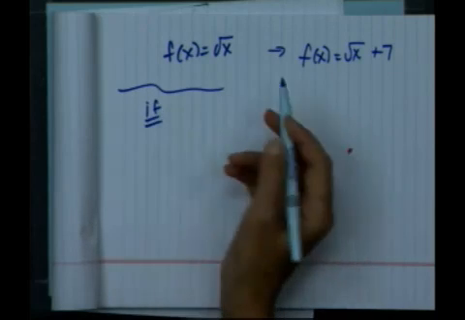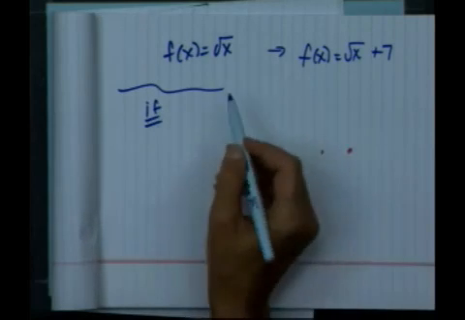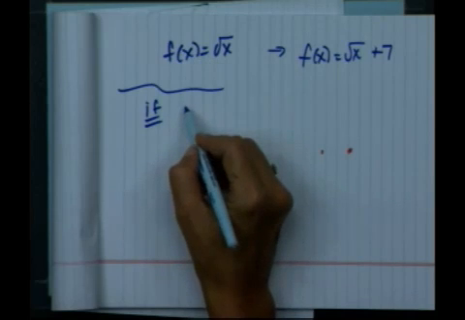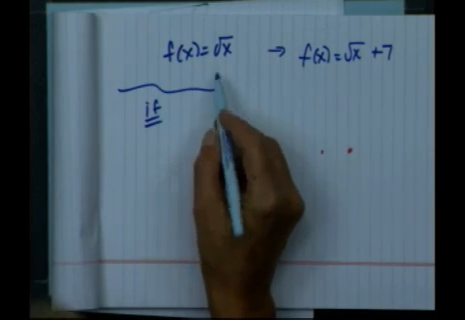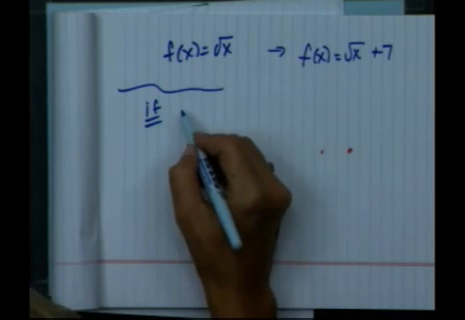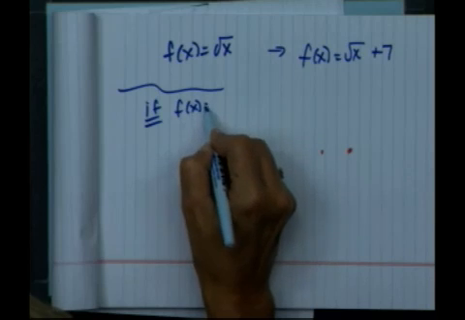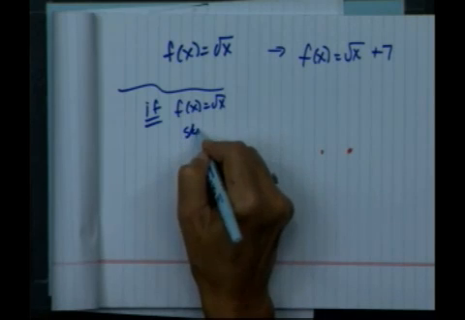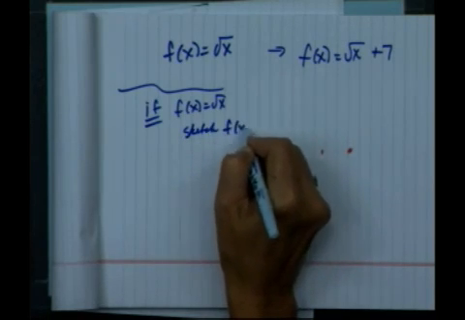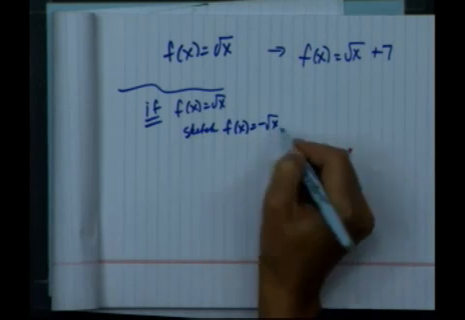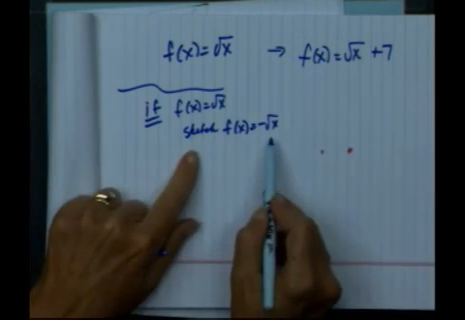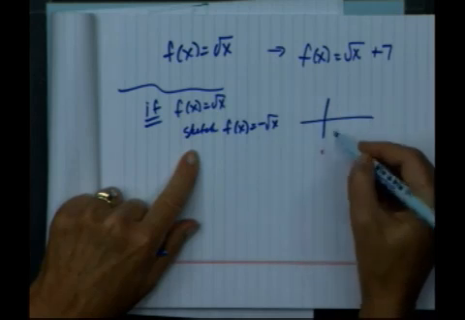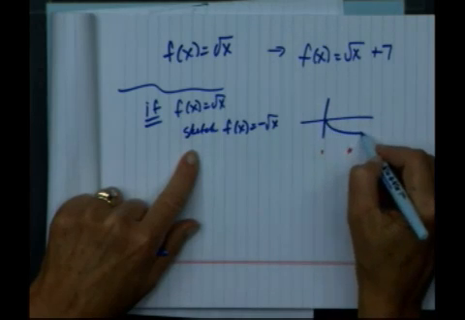Now, the next question, if the question had been f of x equals square root of x, and you were told to sketch f of x equals minus square root of x, what would you do here? Just reflect it. All right, it would be a reflection about the x-axis. It would come down like this.